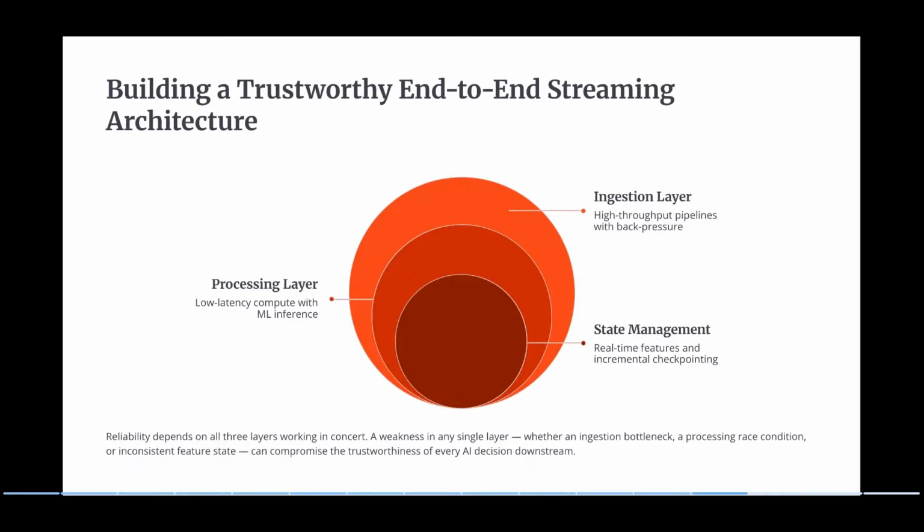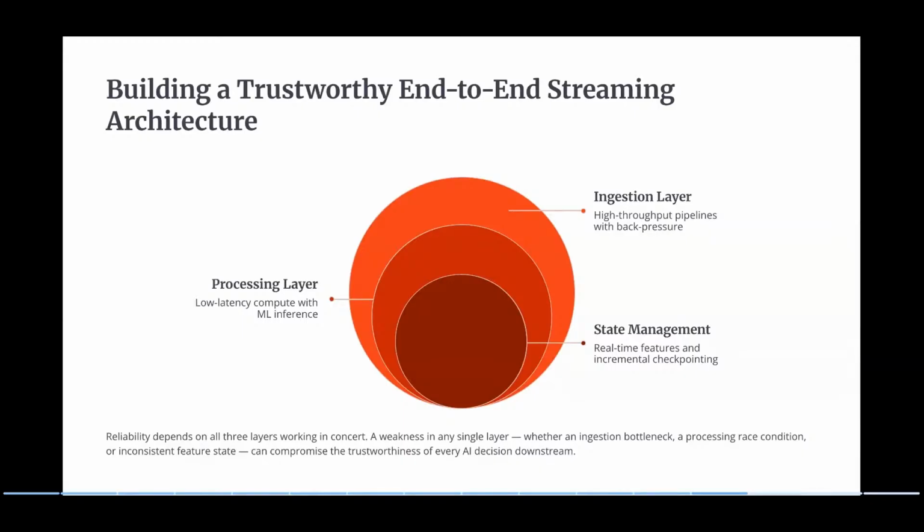Then comes a processing layer. Okay, you have ingested the data, how do you process it? We want low latency compute with ML inference. We need to be able to process it with low latency as well. Let's say I'm able to ingest 10 million events per second, but my processing layer itself takes 10 seconds, or let's say 30 seconds. It does not make sense, right? Why am I ingesting so much data so fast when the processing itself takes forever?